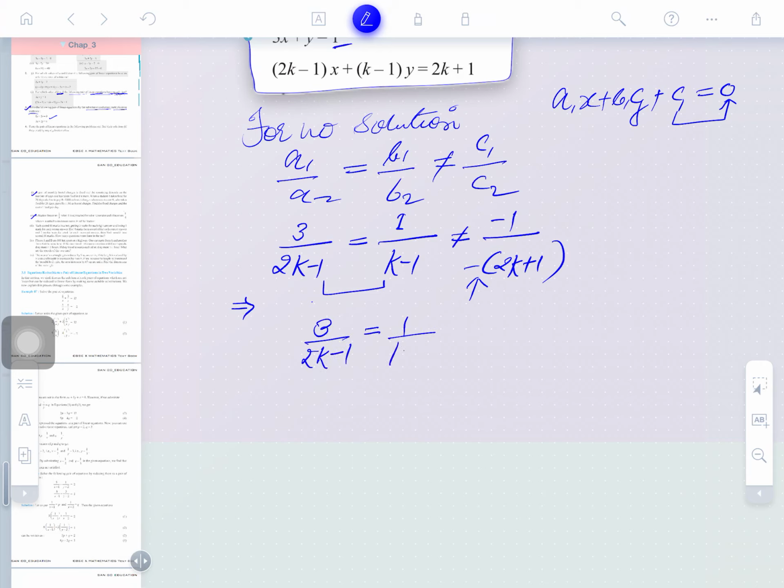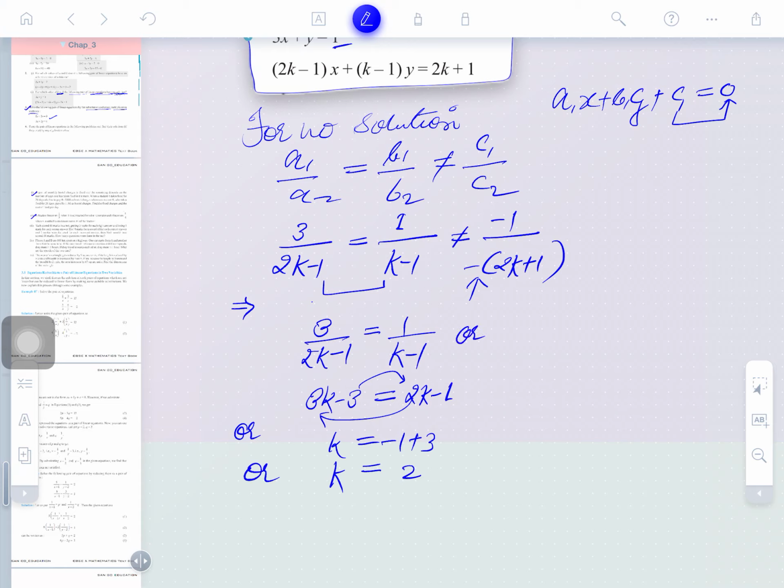1 is equal to 1 by k minus 1. Cross multiplying, we get 3k minus 3 is equal to 2k minus 1. Now subtract k here, and transfer to that side minus 1 plus 3. What shall it be? Plus 2k. Is that clear? You may see this k is equal to 2. So k comes here as 2, clear?